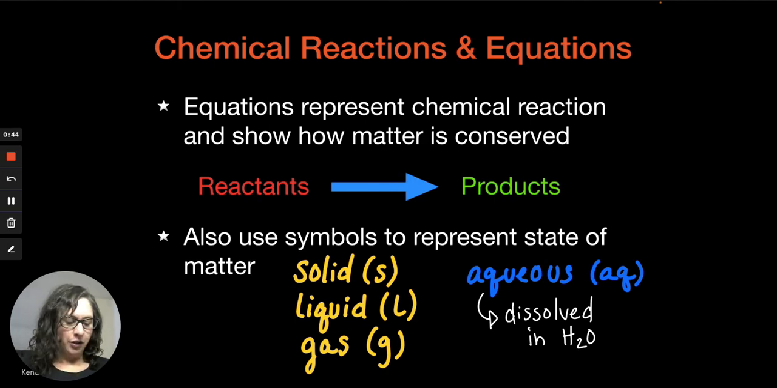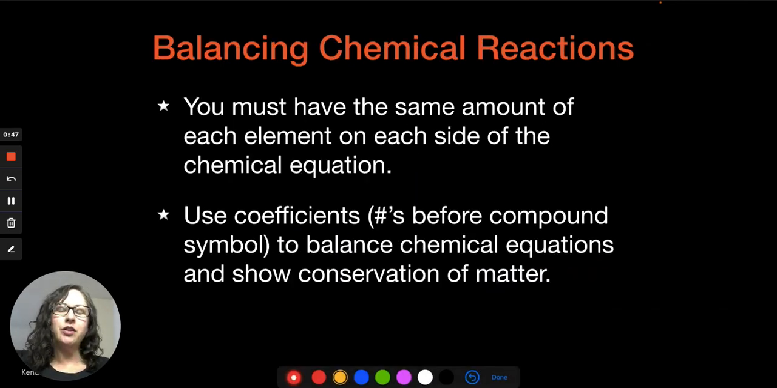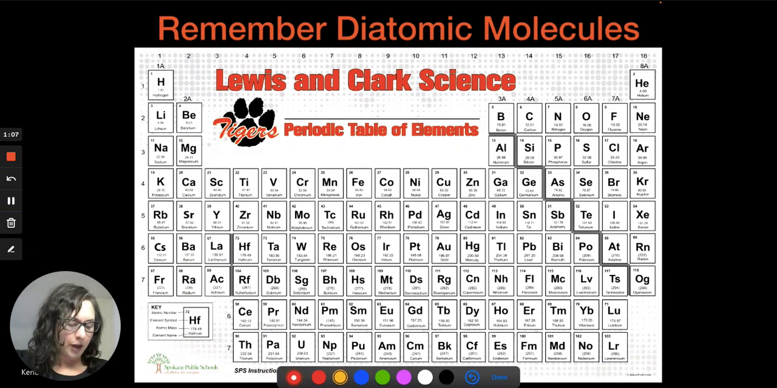We must make sure that we're showing that matter is conserved by having the same amount of each element on both sides, and we do that by using a coefficient or a large number before the compound. We cannot change just the formulas of our compounds and molecules with the subscripts. We have to actually use the coefficient, and then we multiply that through our element in order to be able to balance these.